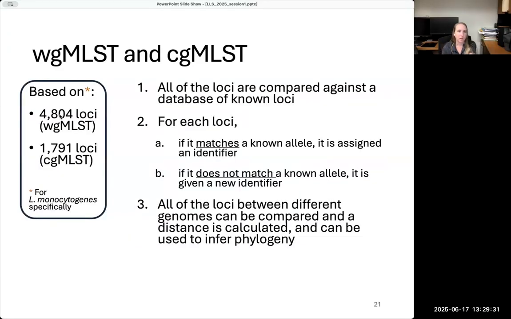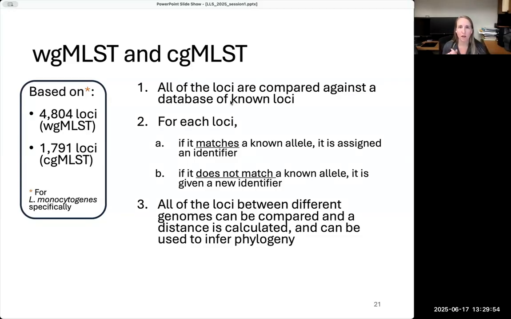For example, with Listeria, these numbers are kind of old, but it gets the point across at least. The whole genome MLST scheme includes about 5,000 different loci or genes or areas. And for the core genome MLST, it's about 1,800. So it's a lot smaller database of genes.